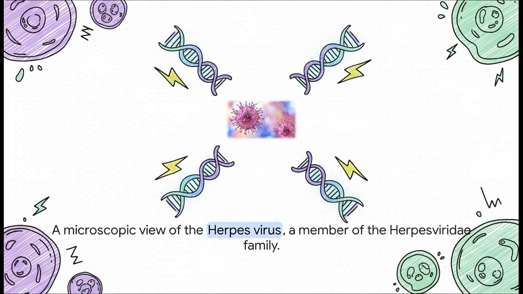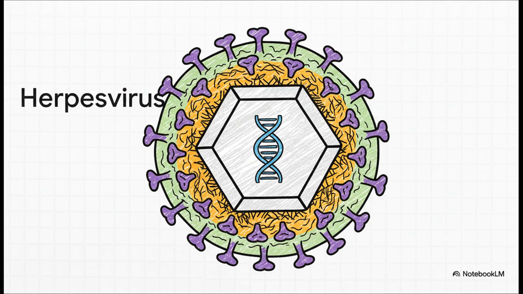And here it is, the herpes virus, a classic example of a dsDNA virus. It's responsible for a whole range of common human diseases, and its replication strategy is just a masterclass in biological efficiency. So let's check out its profile.